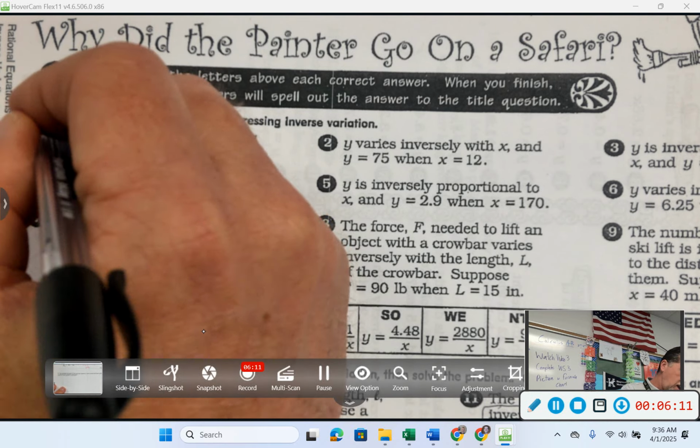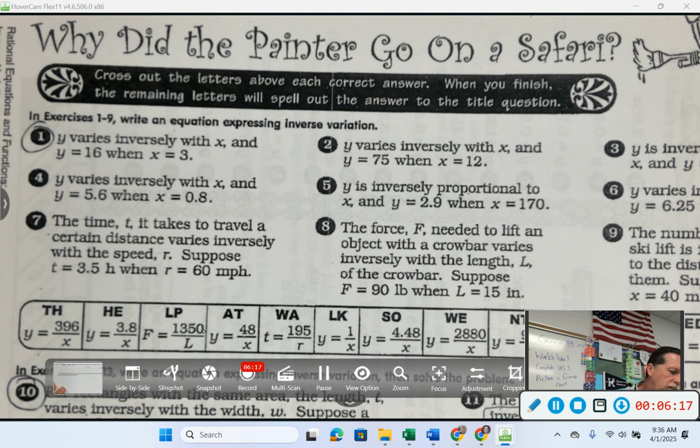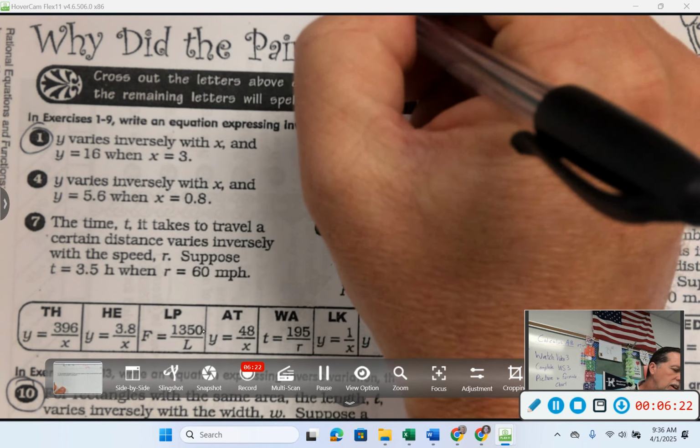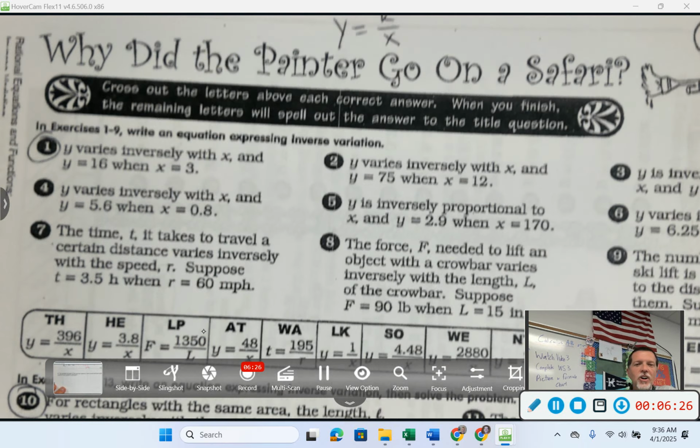Let's try 1 and 10. So number 1, y varies inversely. By the way, this entire worksheet is inverse. So you might want to put at the top y equals k over x because they're all inverse problems.